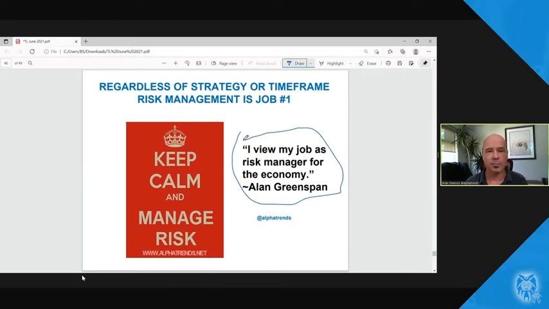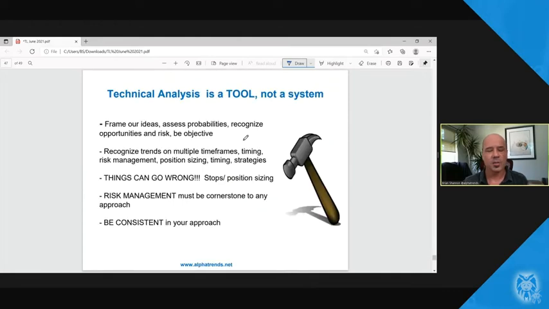But risk management is our job number one. Alan Greenspan, I remember I was watching TV one day when he was in his office, as he was the chairman. He said, basically, I view my job as risk manager for the economy. Could you imagine managing that risk? You're going to get things wrong and they make a lot of mistakes, but you can't cut your losses as quickly as we can. So just remember, this is a tool, technical analysis. Things go wrong. You have to have a stop.